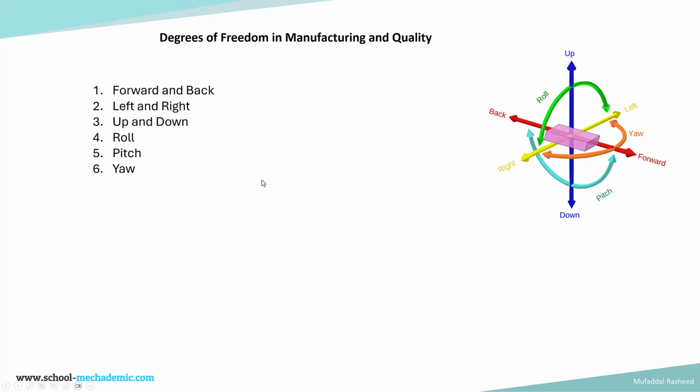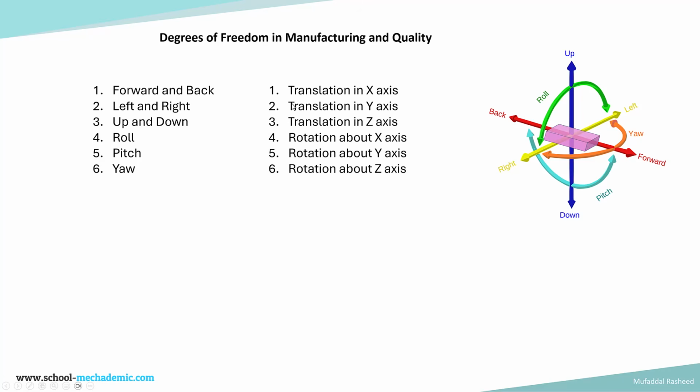So it can move forward and back, left and right, up and down. It can roll, that is rotating about the forward and back axis, it can pitch, that is rotating about the left and right axis, and it can yaw, that is rotating about the up and down axis. In engineering terms, if we have an xyz coordinate system, it is translation in x-axis, translation in y-axis, which is left and right, translation in z-axis, which is up and down, rotation about x-axis, which is roll, rotation about y-axis, which is pitch, and rotation about z-axis, which is yaw.